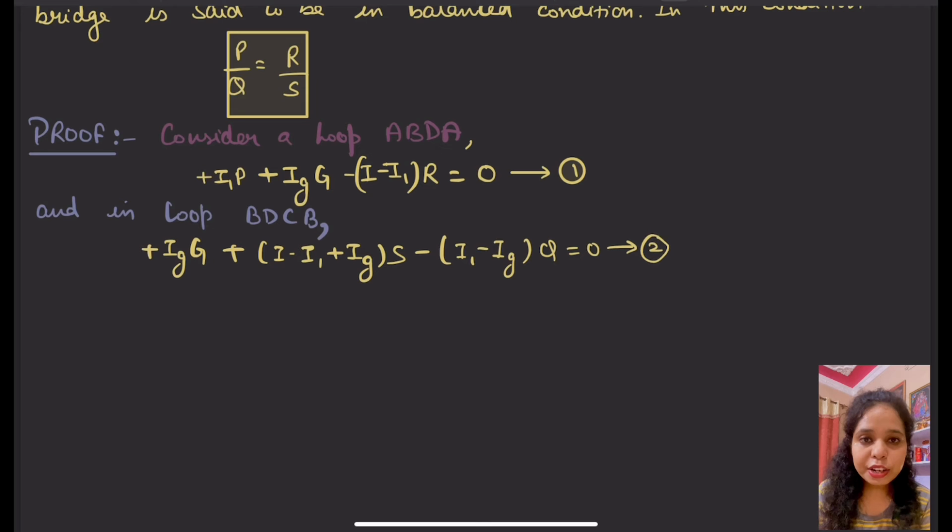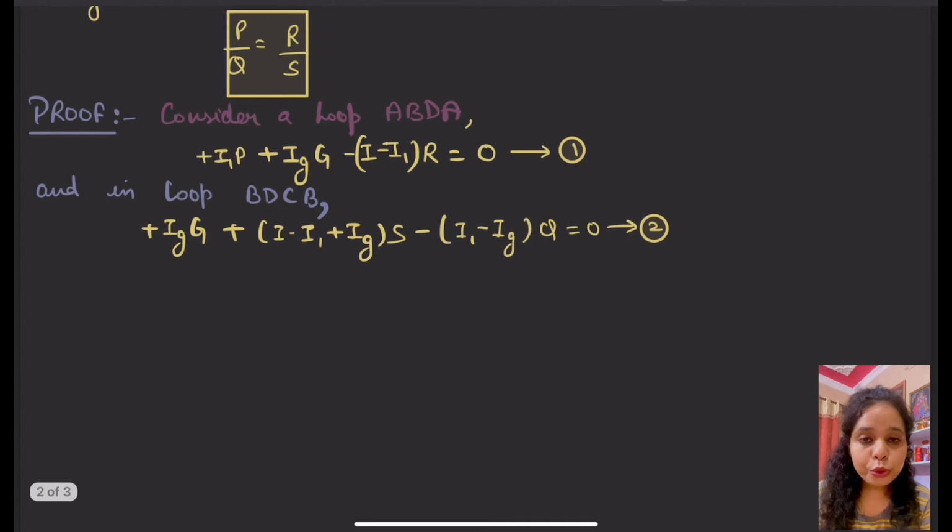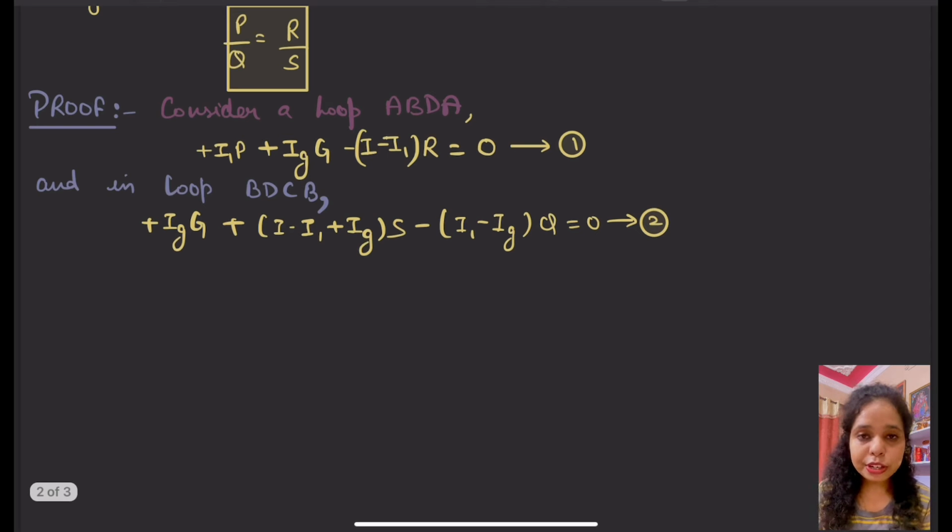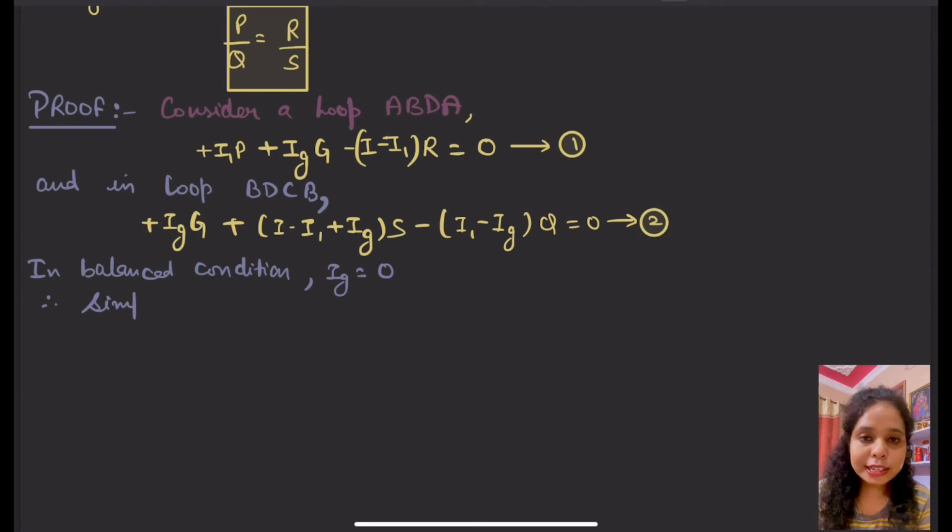So this is our equation number 2. So we have implemented Kirchhoff's loop rule. Now we have the equations. We just have to solve these equations in order to prove P upon Q is equal to R upon S under balanced condition. In balanced condition, current through galvanometer becomes 0. Therefore, Ig is equal to 0 in balanced condition.